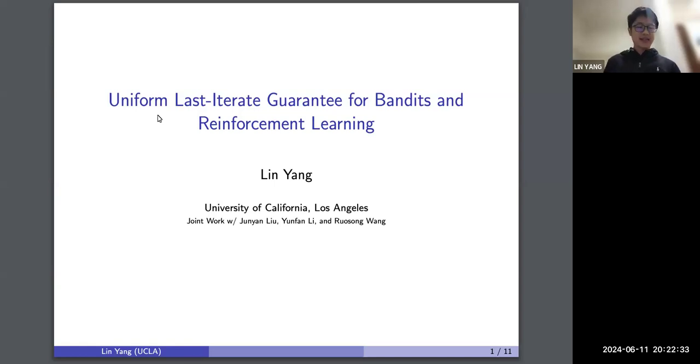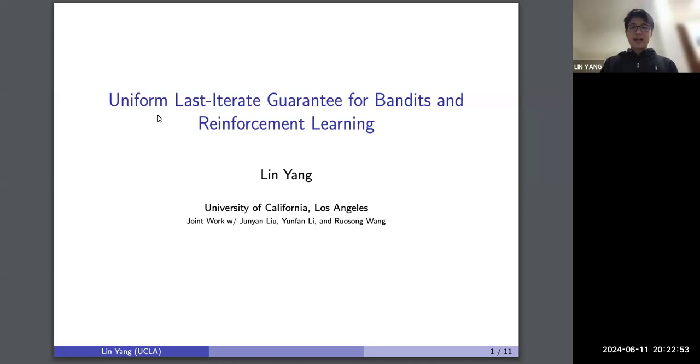This talk is about uniform last-iterate guarantee for bandits and reinforcement learning. It is based on joint work with my students, Eugenia and Yunfang Li, and my collaborator, Russell Wang. All right, so let's get started.